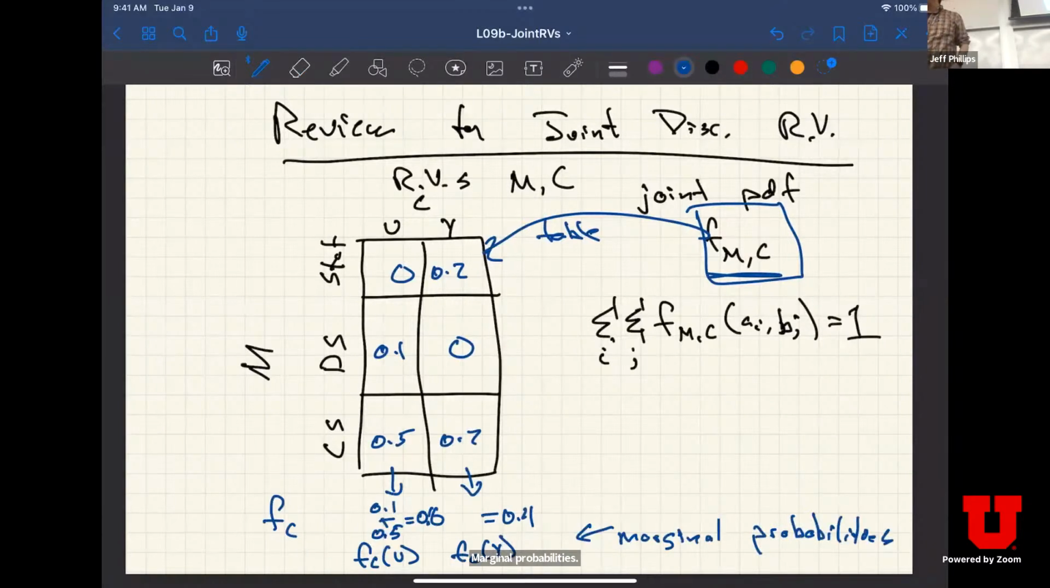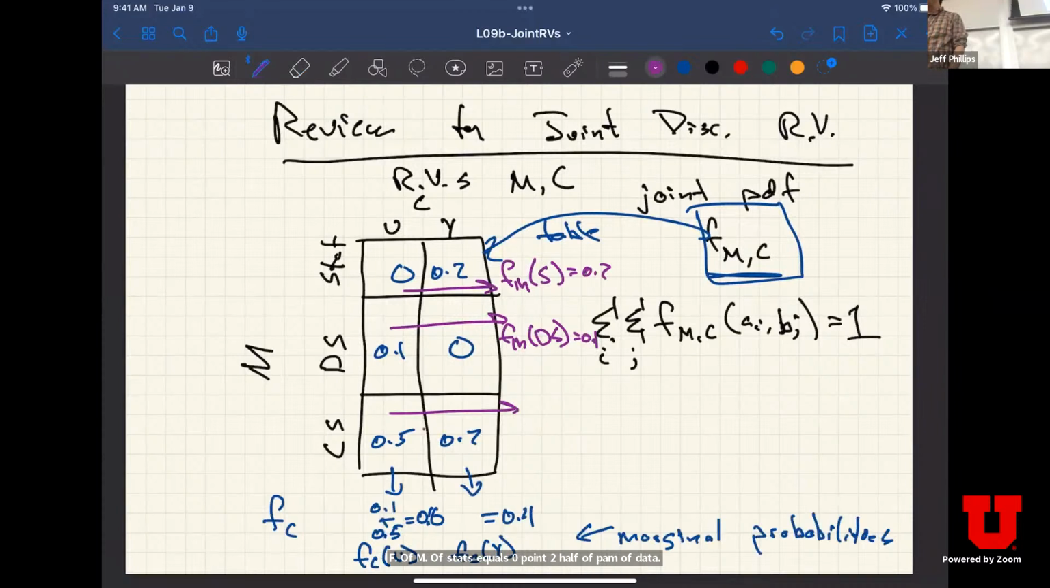Okay, and I can do the same thing for the rows. F of m of stats equals 0.2. F of m of data science, 0.1. And adding up here, F of m of CS equals 0.7. Right? And so I add the purple ones all up, those are also going to add up to 1.